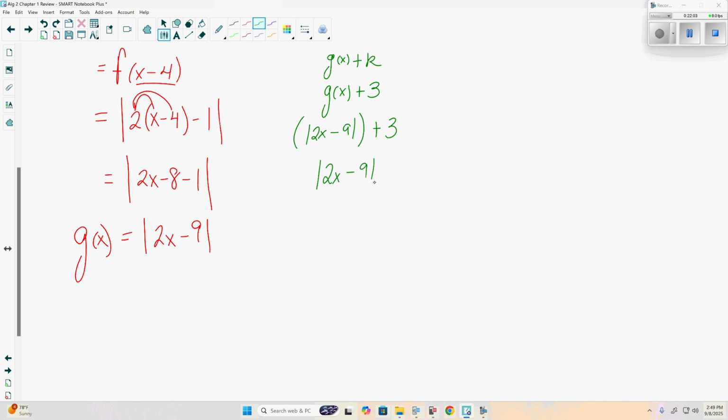At this point here, we can drop the absolute values and combine like terms. Are there any like terms here? I mean the negative 9 and 3, but because the negative 9 is inside the absolute values and the 3 is outside, we cannot combine them. That is it. So our final answer for this here is the absolute value of 2x minus 9 plus 3.